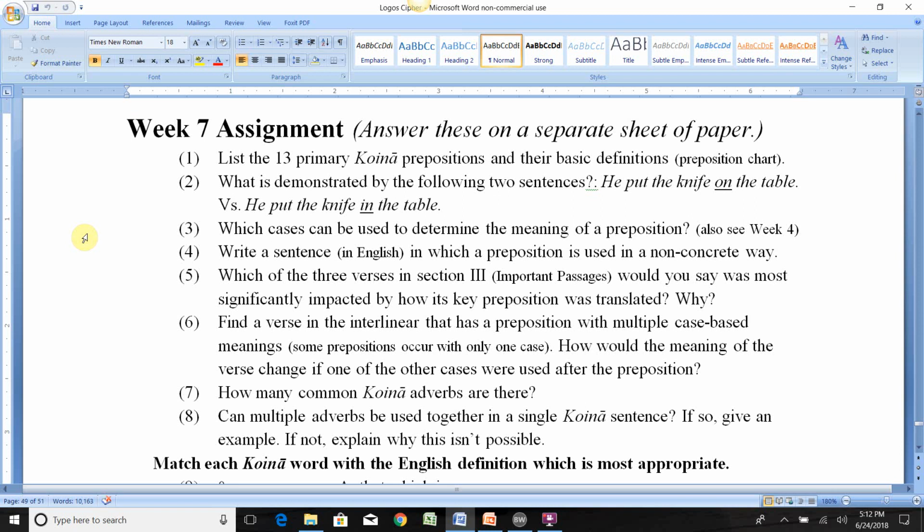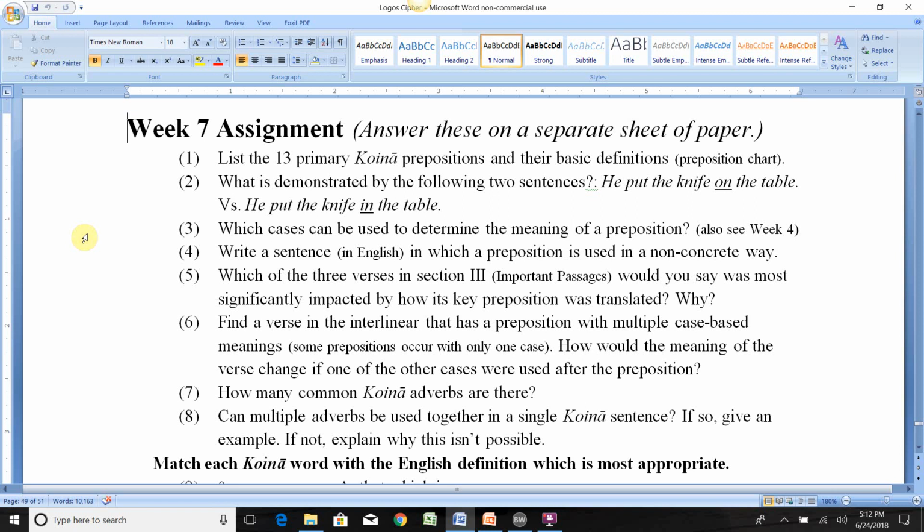All right, number three, which cases can be used to determine the meaning of a preposition? The genitive? That is one of them. And the dative and the accusative. Yep. Yeah, genitive, dative, accusative. That is correct. So by default, what does that mean? Which two are not going to determine the meaning of a preposition?